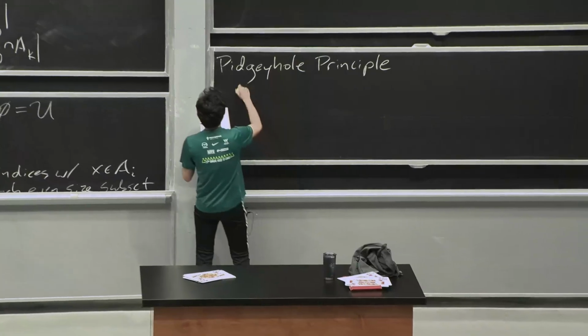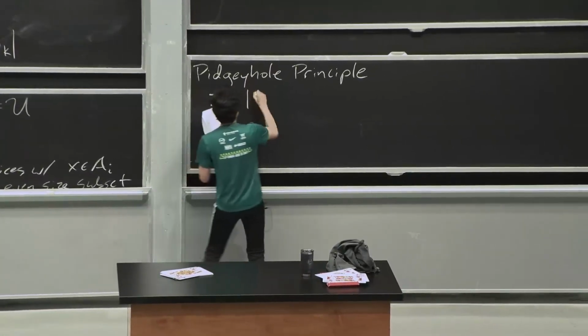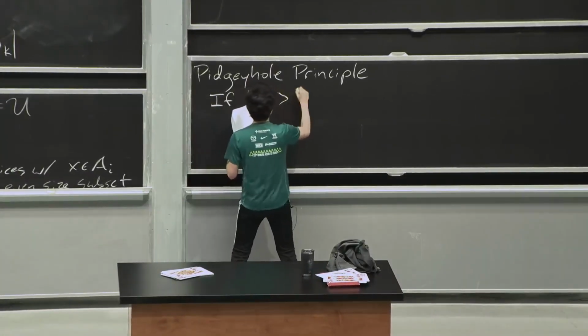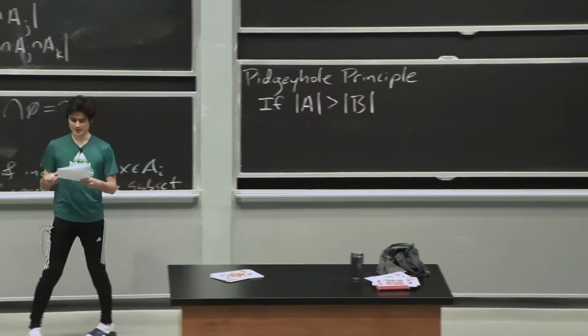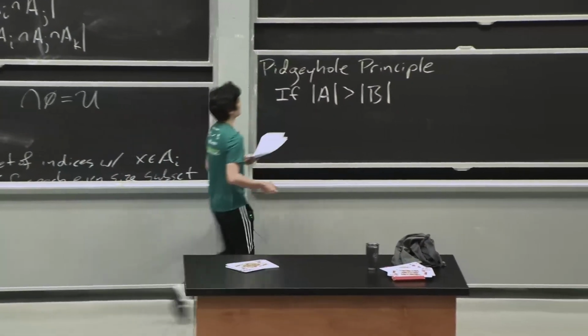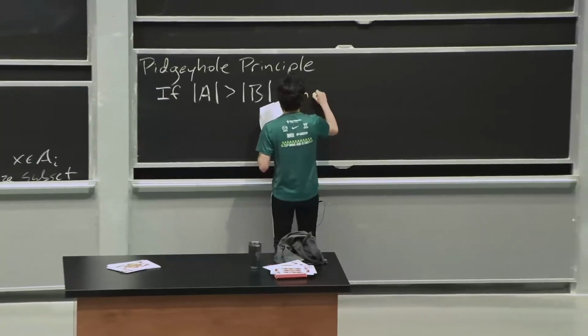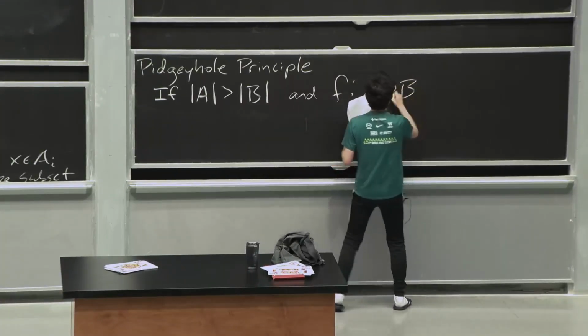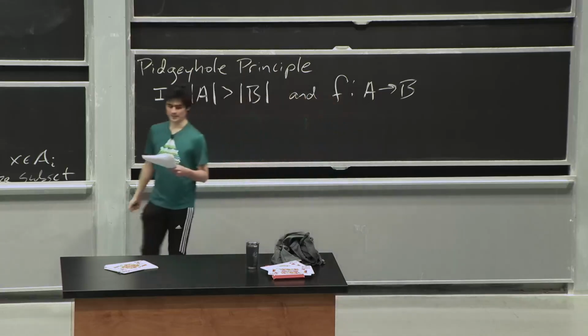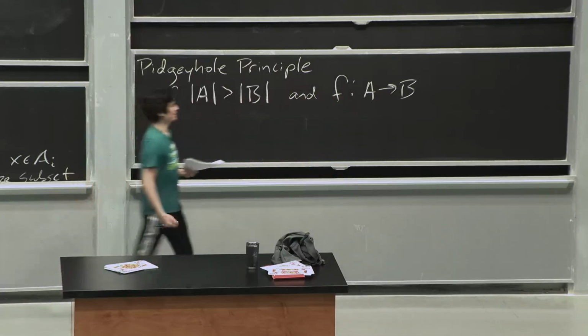If we have two sets, A and B, where the size of A is greater than the size of B, and F from A to B is total, right? Then F cannot be injective.